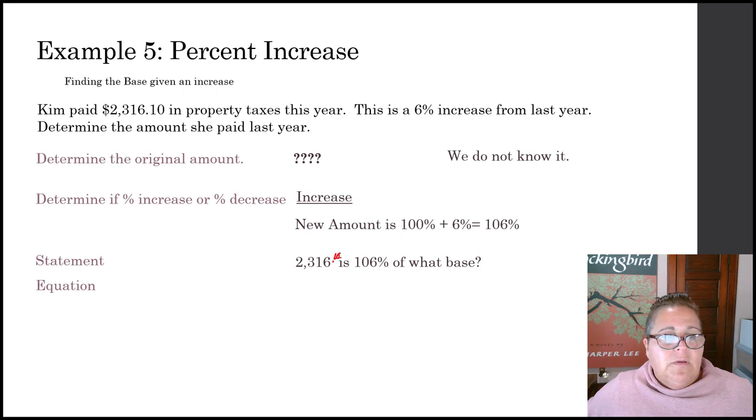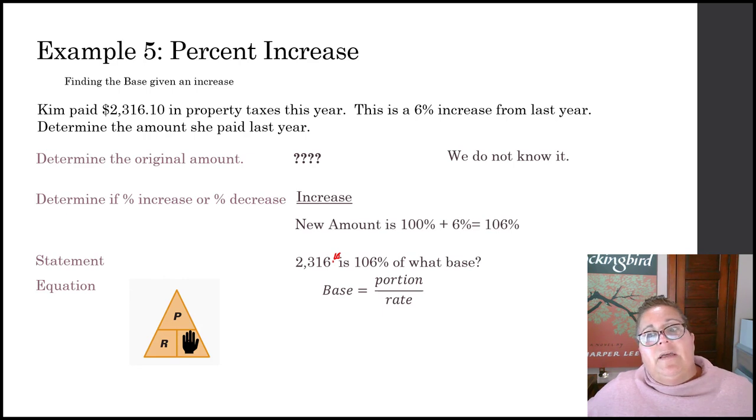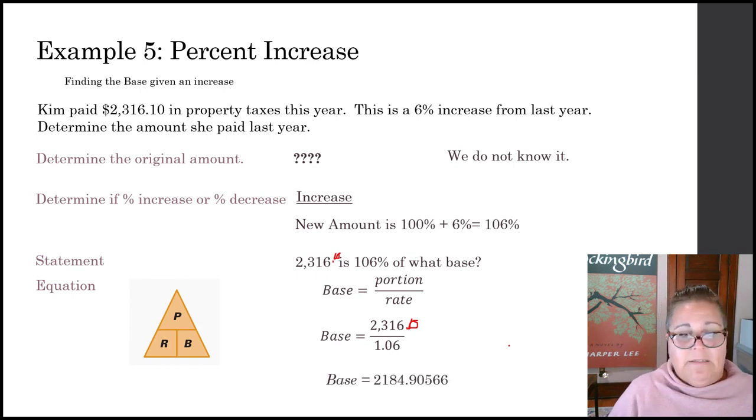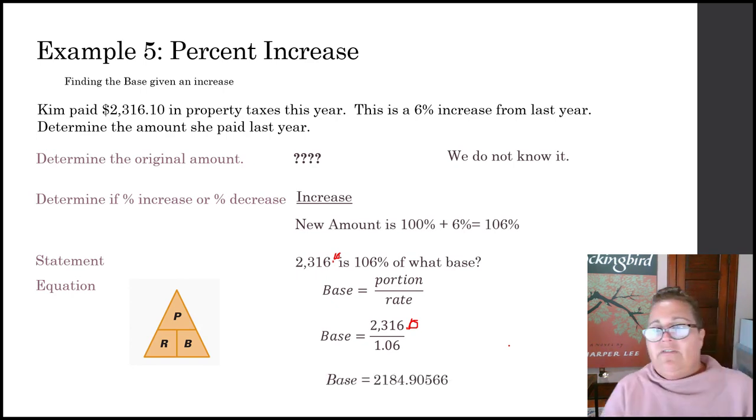What original amount? So when we're looking for the base, if you're using the magic triangle, you're putting a finger or a tip of a pencil on the B for base, and you get that the base is the portion divided by the rate. So that's 2,316.10 divided by 1.06. I bet I'm off just ever so slightly.